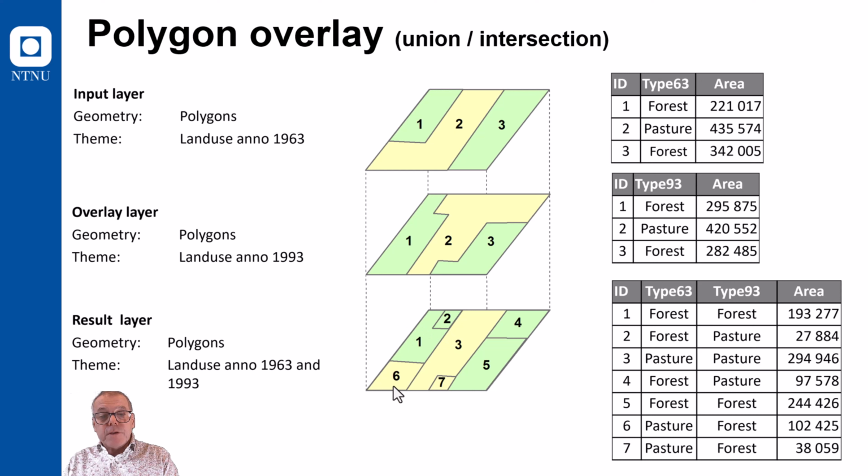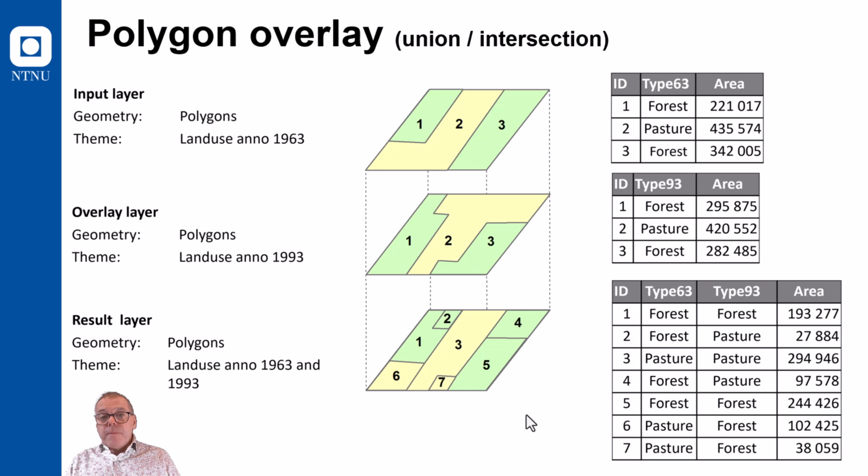And new numbers are generated, and these numbers have no reference to the old ones. And you have the attribute from the input layer, which land use type it had in 1963, and you have the attribute for the overlay layer, the land use categories the area had in 1993. And you have here an updated area measure, but similarly to length for shapefiles, this does not update automatically. So this has to be done separately.